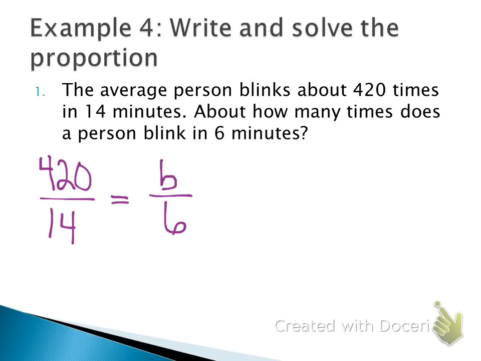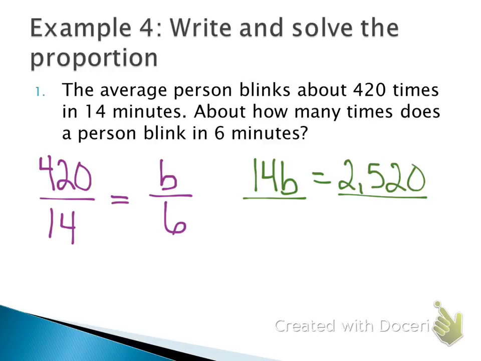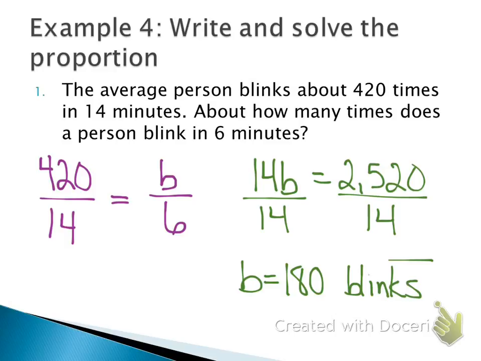Now, you could have done it minutes over blinks. Okay, so 14 over 420. You could have done minutes over minutes. There's a couple different ways, but even if you didn't set it up this way, it doesn't mean that you're not going to get the right answer. Let's go ahead and solve this. 14b equals, what's 420 times 6? Okay, and then what do you divide both sides by? 14. And blinks equals what? 180 blinks. Make sure you label. Who got it right? 180. All right, good.